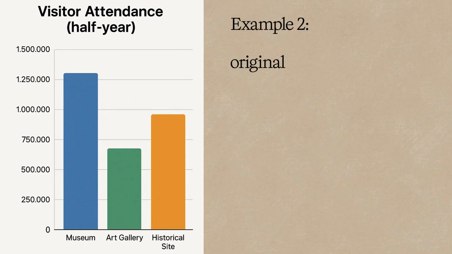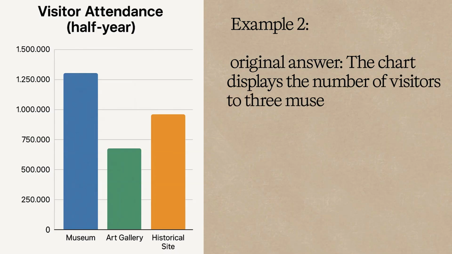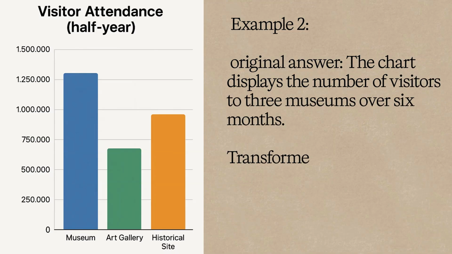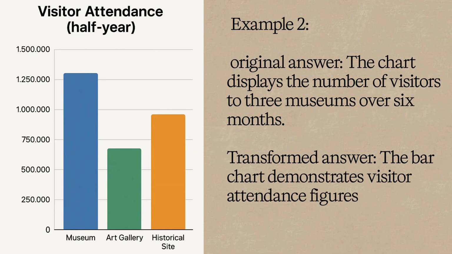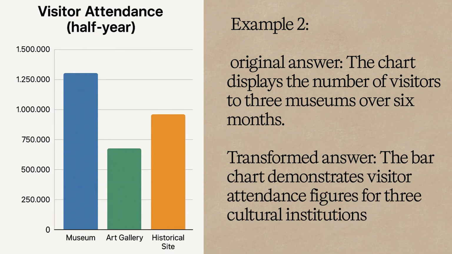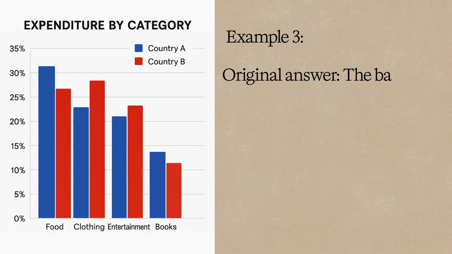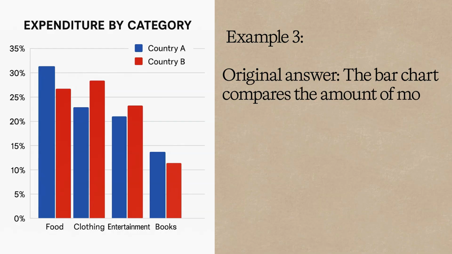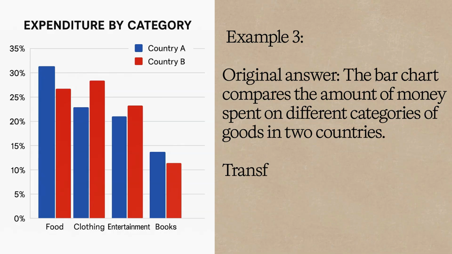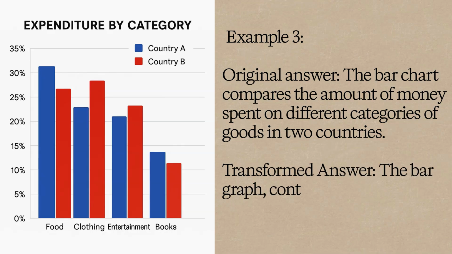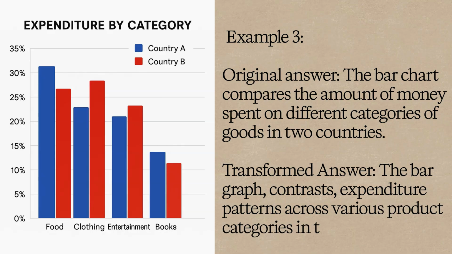Example 2. Original answer: The chart displays the number of visitors to 3 museums over 6 months. Transformed answer: The bar chart demonstrates visitor attendance figures for 3 cultural institutions during a half-year time frame. Example 3. Original answer: The bar chart compares the amount of money spent on different categories of goods in 2 countries. Transformed answer: The bar graph contrasts expenditure patterns across various product categories in 2 nations.